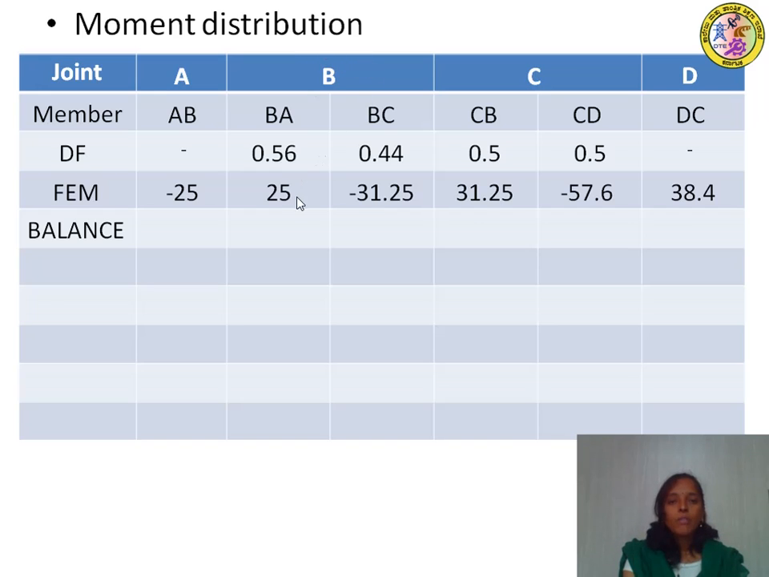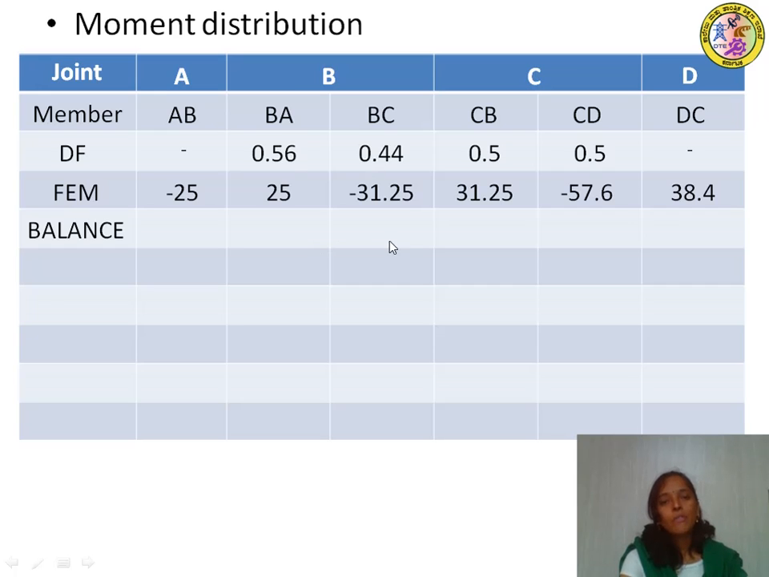If we add 25 minus 31.25, it is not equal to 0. Therefore it is imbalanced by 25 minus 31.25, so it is imbalanced by minus 6.25 kilonewton meter. We have to balance this joint by applying plus 6.25, so that the net moment at joint B will be equal to 0.